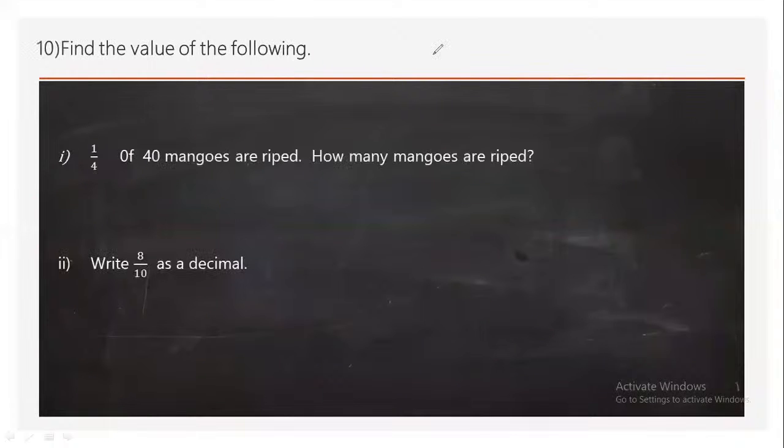Next question. 1/4 of 40 mangoes are ripe. How many mangoes are ripe here? 1/4 of means multiplication. It means 40 over the line, 4 below the line. It means it is like this, 40 times 1, 40 over 4. Now divide, 40 divided by 4. How many 4s in 4? 1, here 0. How many mangoes are there? 10 mangoes.